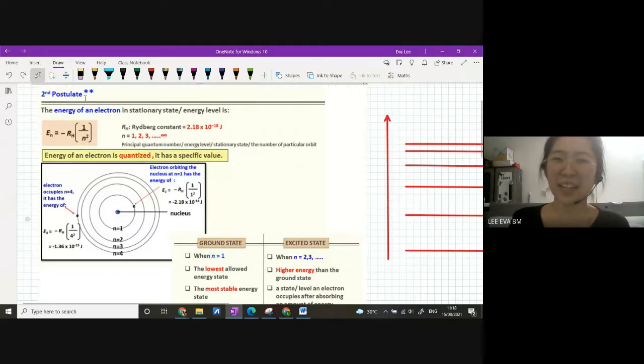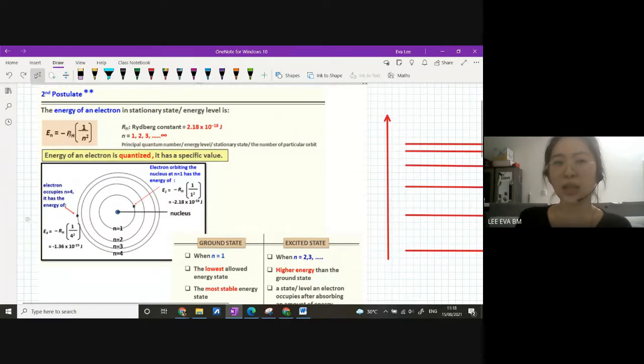Okay, the second postulate. I need you to take out a piece of paper, and later when we want to draw something, you can jot it down. The second postulate states that the energy of an electron in a stationary state or energy level is quantized. Just now Madam told you quantized means it has a fixed value. So this is the formula you want to apply when we want to calculate the energy.